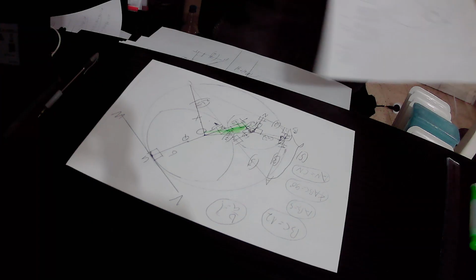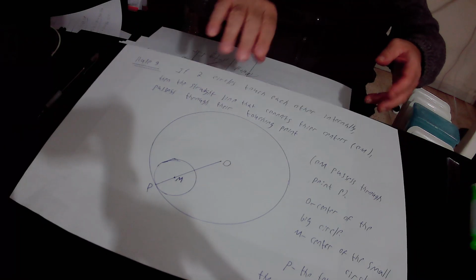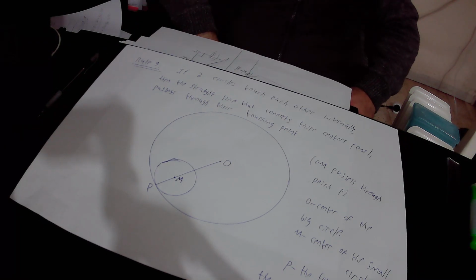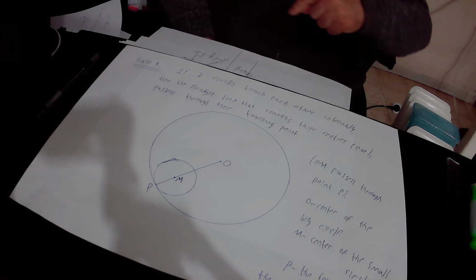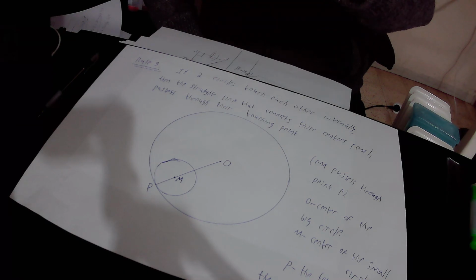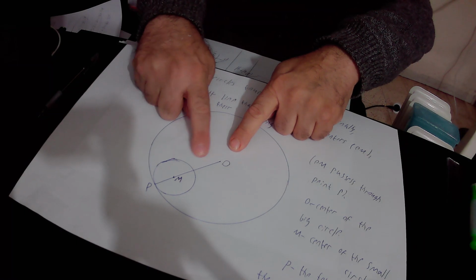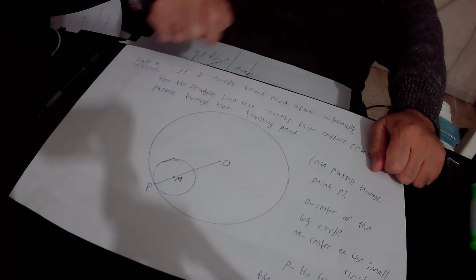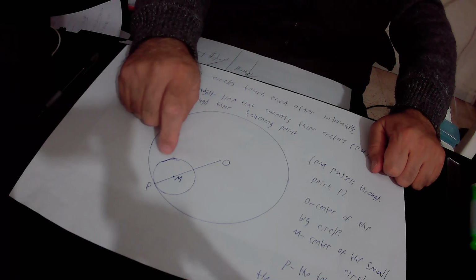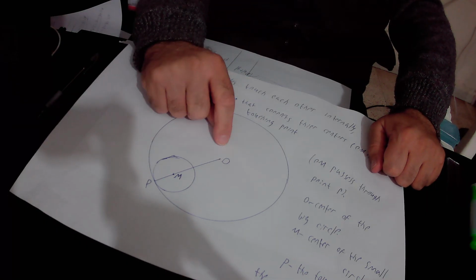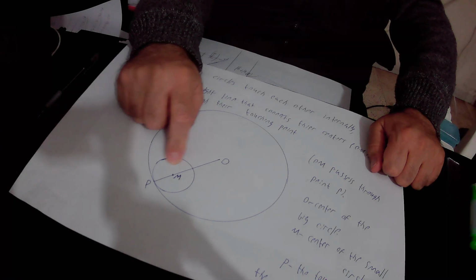Okay? Then I presented to you rule number 9. According to rule number 9, if two circles touch each other internally, then the straight line that connects their centers together must pass through their touching point. The center of the big circle is here at point O, the center of this small circle is here at point M. The straight line that connects their centers together is the straight line OM, of course. According to this rule number 9, the straight line OM must pass through point P. That is to say, OMP is one straight line.